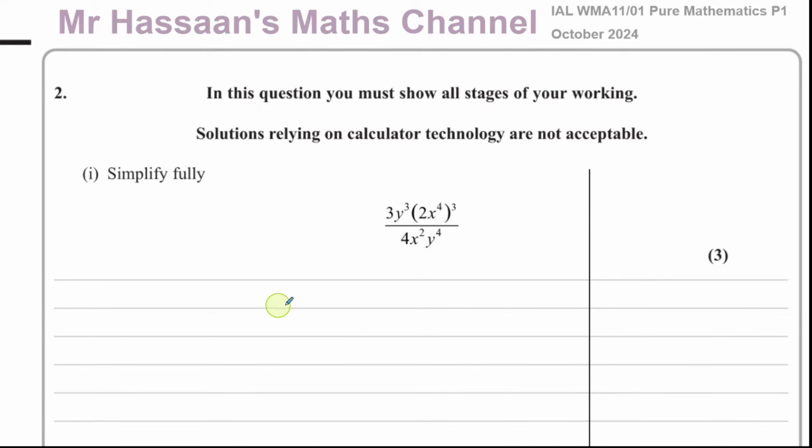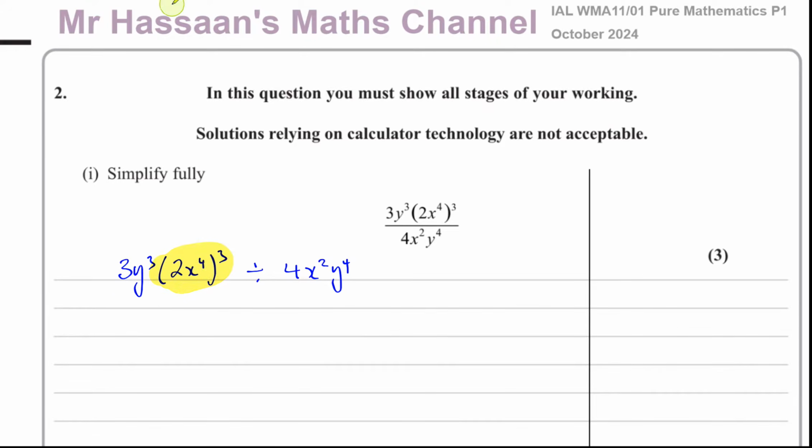So what I'm going to do first is rewrite this. There are different ways to do this, by the way, but maybe I'll show you both ways. I'll see at the end. So 3y cubed times 2x to the power 4, all to the power of 3, divided by 4x squared y to the power 4. So you can think about it like this if you want to. Now what I'm going to do first is deal with this part here.